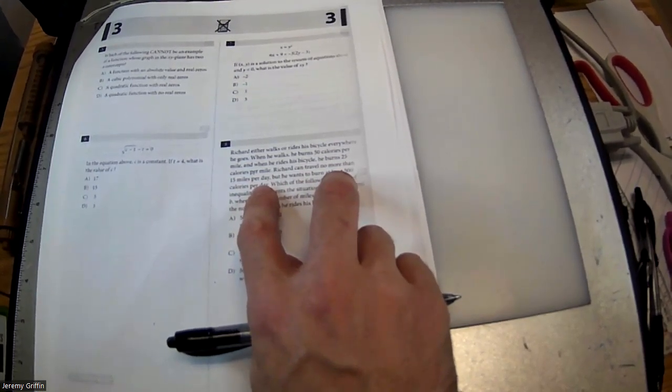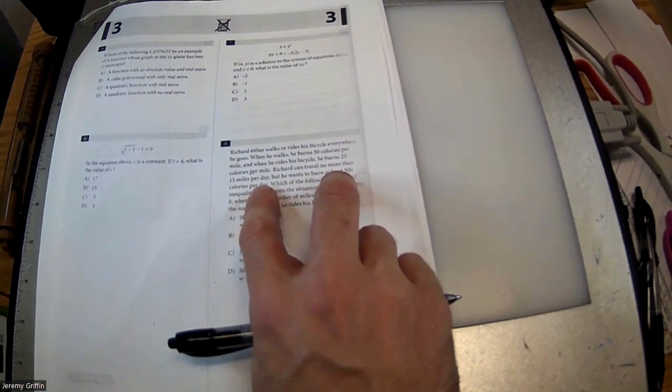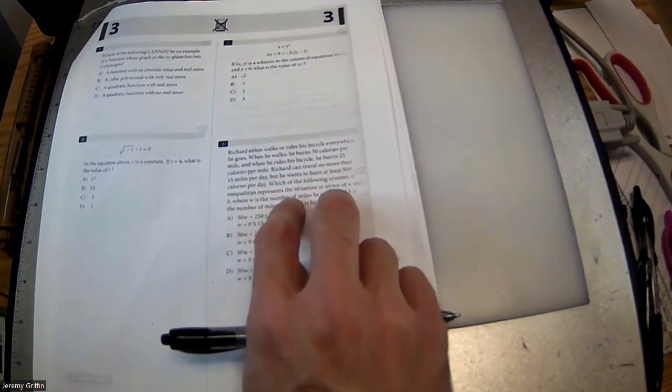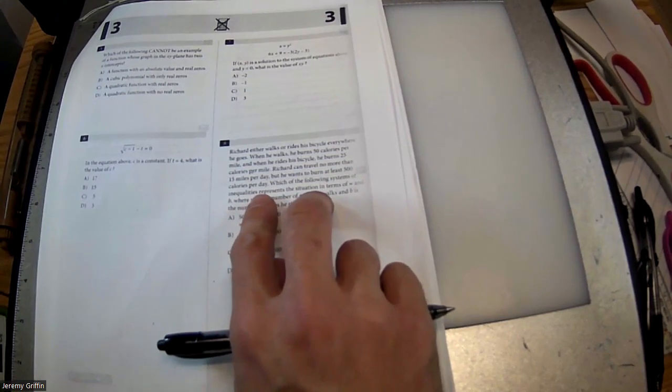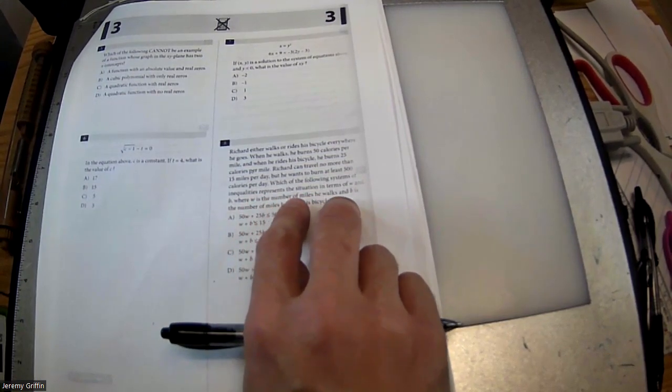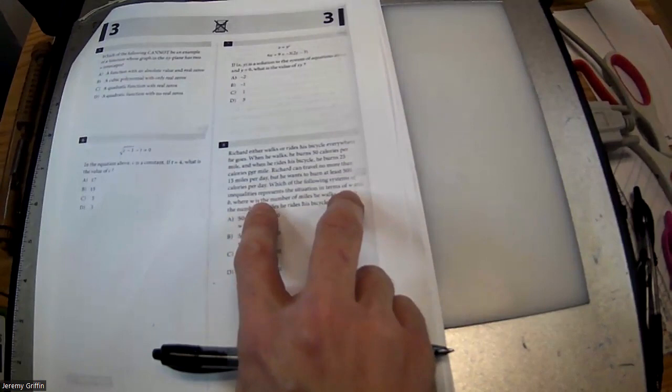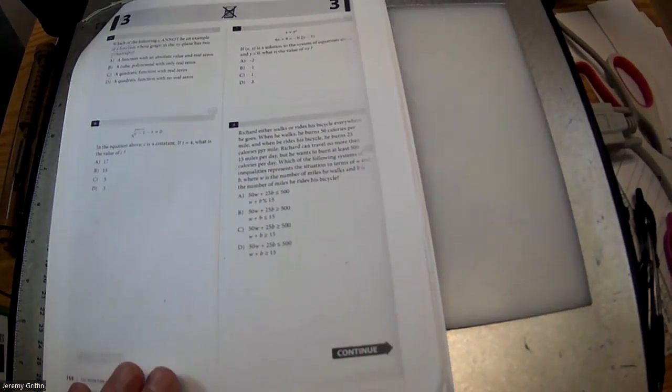Ooh, so now he's got this conundrum, right? If he makes the wrong decision, like maybe he rides the bike too much, he's out of luck. Which of the following systems of inequalities represents the situation in terms of W and B? W is number of miles walked, B is number of miles riding his bike. They don't even want you to solve this exactly. They just want to see the setup. Can you translate that story into math?